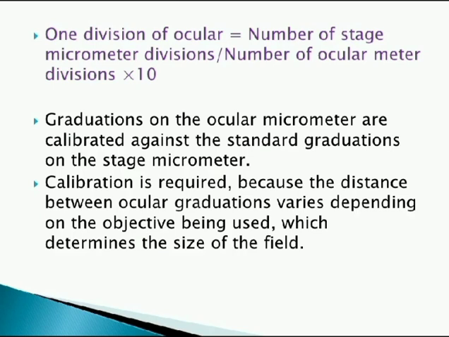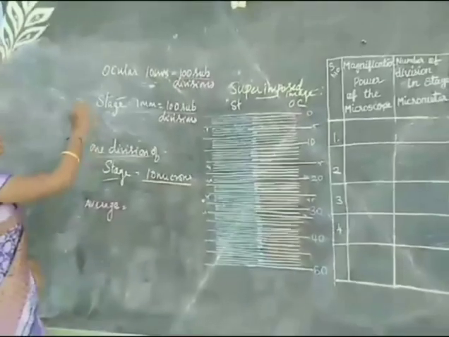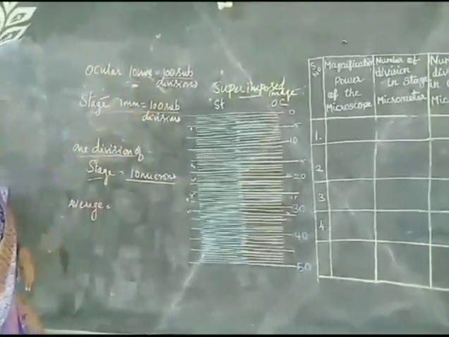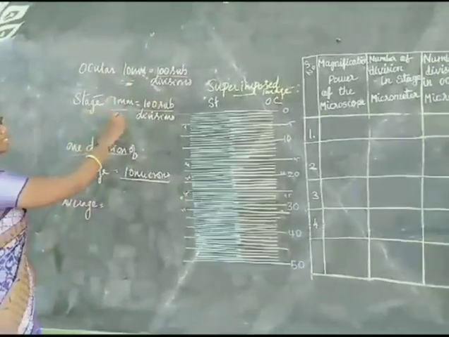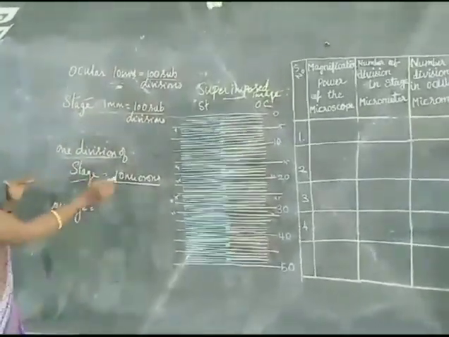So, the next step is our calibration. Now we are going to see how we are going to take the average calibration value and how we are going to measure the length of the organism. As discussed already, one ocular 10 mm is divided into 100 subdivisions and one stage 1 mm is divided into 100 subdivisions. So one division of stage is equal to 10 microns.